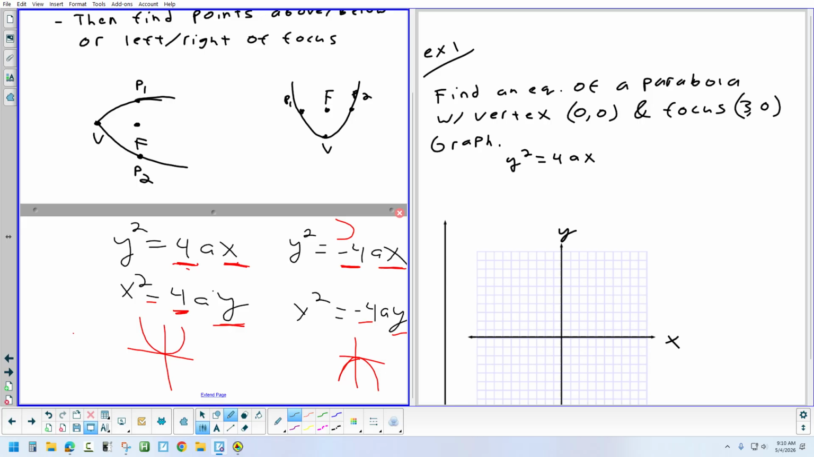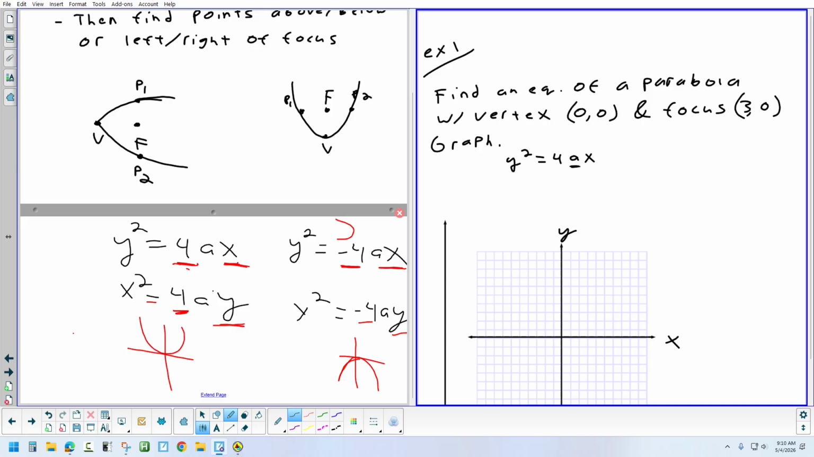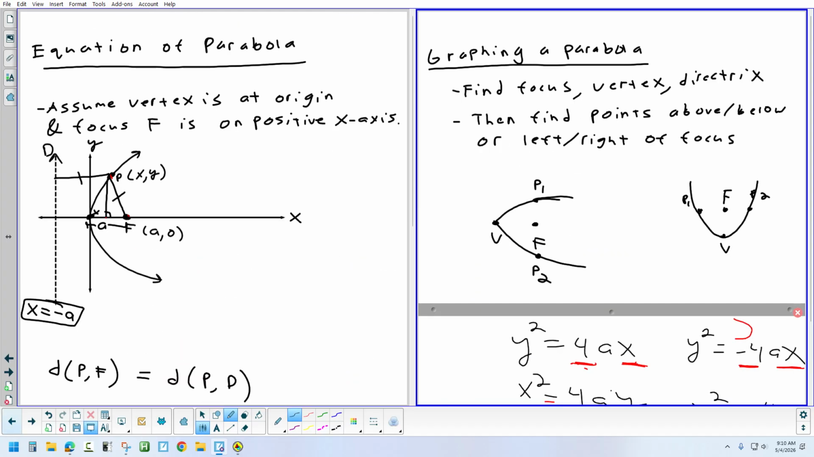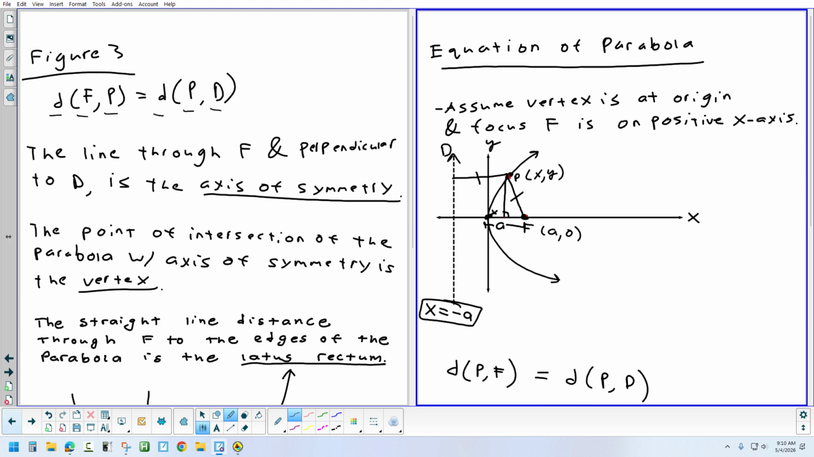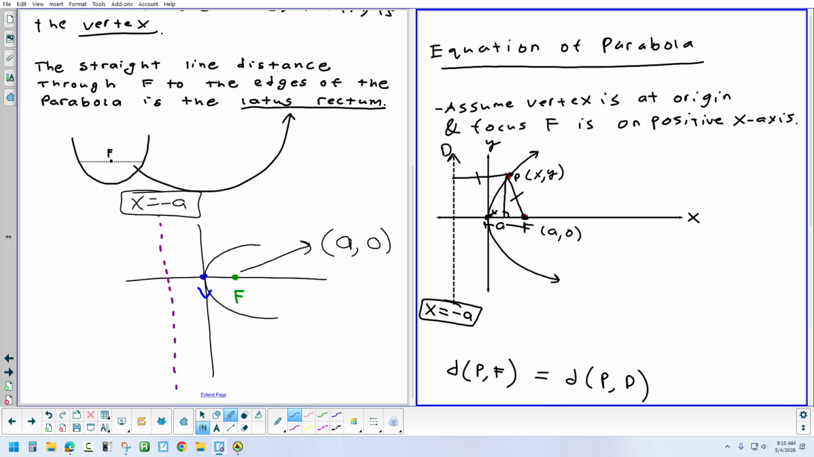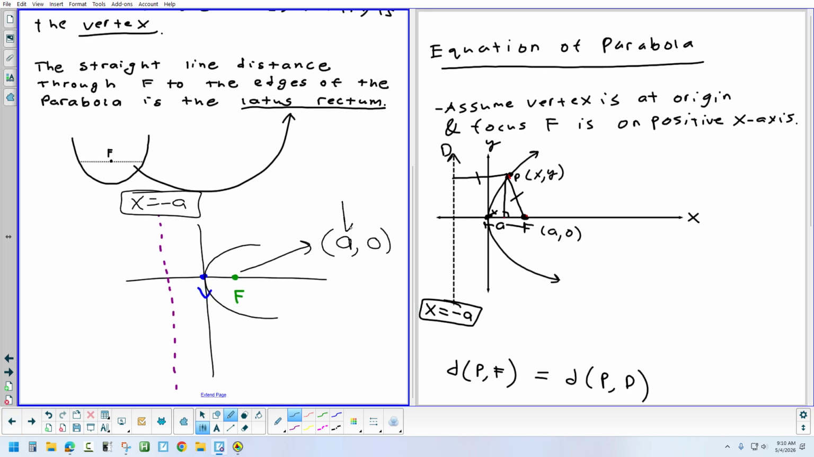First step, you have to figure out what a is. They've given you enough information there that you should be able to figure out a. What's a going to be in this case? Yeah? 3. Okay. A is always the number right here in this kind of equation.